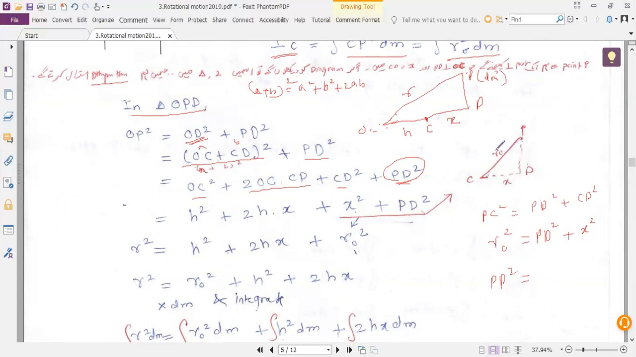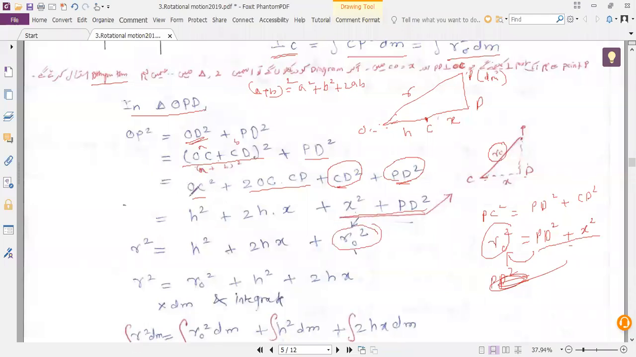So we know that this hypotenuse represents the two values, PD and X square. Correct now? So here, what is the value of CD? CD value is X, so we are replacing it by X square. And PD can be represented by R0 square from this equation. PD square plus X square is nothing but R0 square. So I'm replacing this X square plus PD square by R0 square.